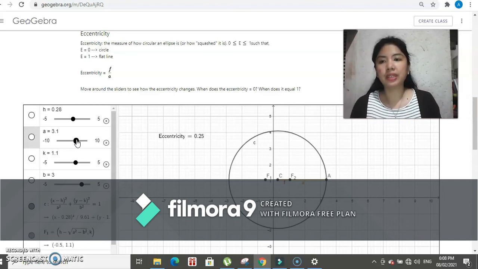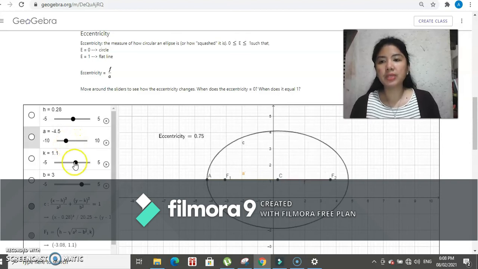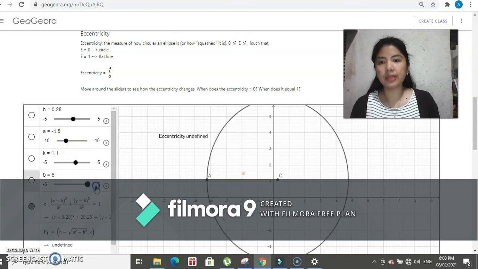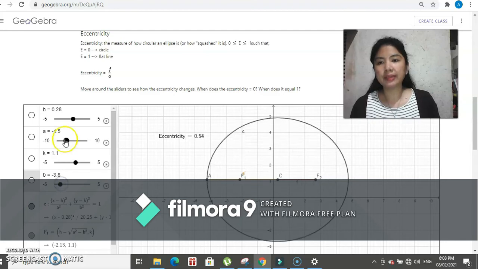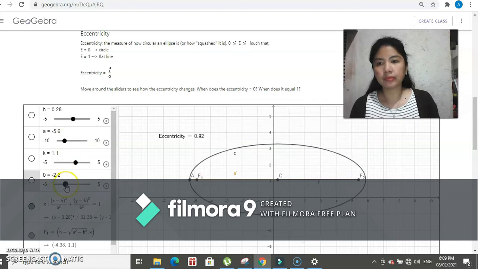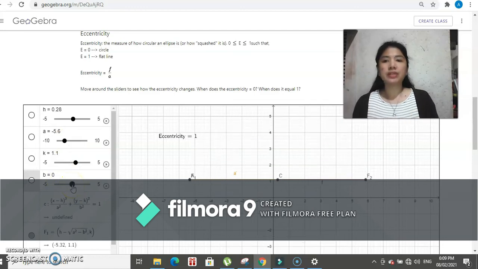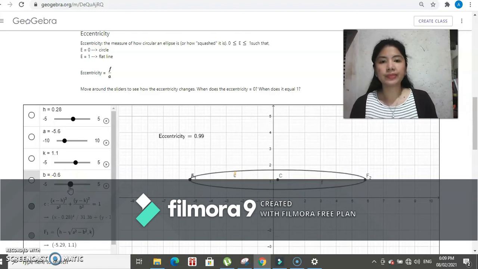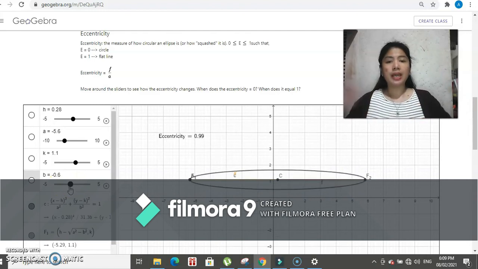And when the difference between the two increases, it's getting longer and narrower. So in this case, our eccentricity is very high. The value of eccentricity is high.